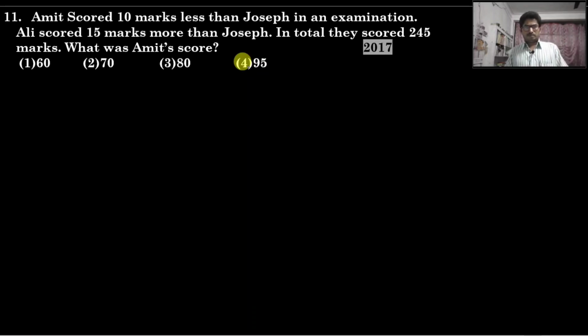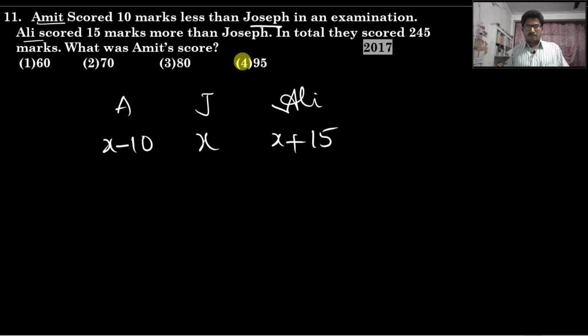Amit's score. If we know Joseph's marks, we can find Amit's and Ali's. So let Joseph's marks be X. Amit scored 10 marks less than Joseph. So Amit is X minus 10. Ali scored 15 marks more than Joseph. That means X plus 15.